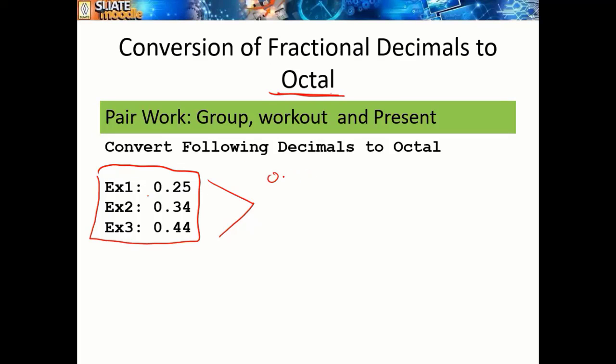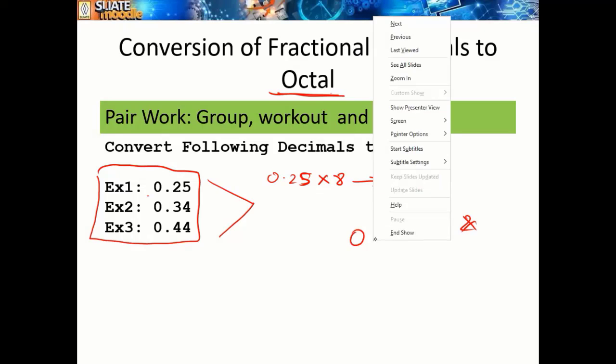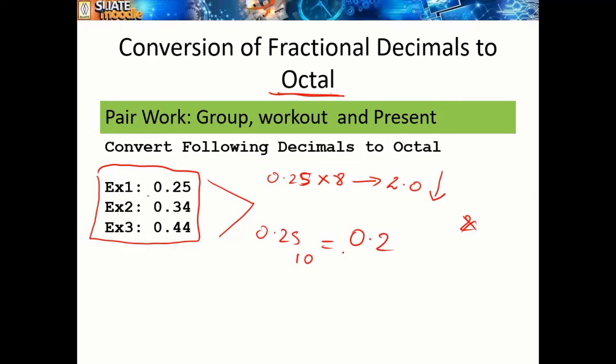So first, 0.25, multiplied by 8. 8 times it will get 2.0. So you have to take from top to bottom, and also don't put 2, that is wrong, right? Because it's a decimal value. So you have to put 0 and then equal 0.2 base 8.